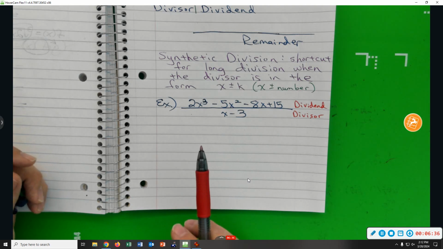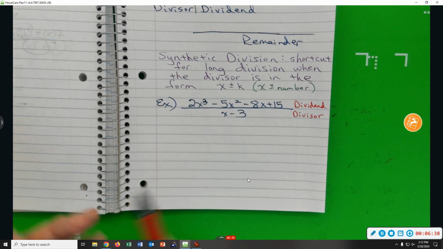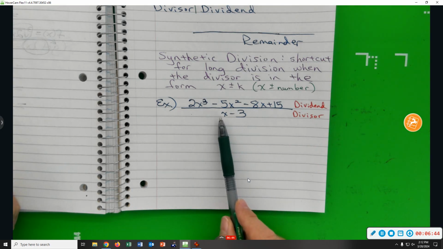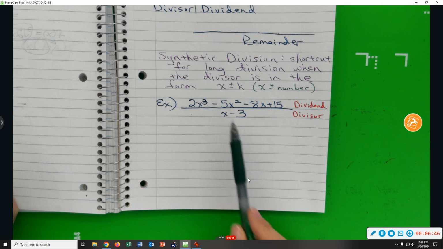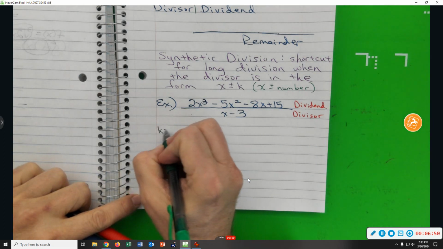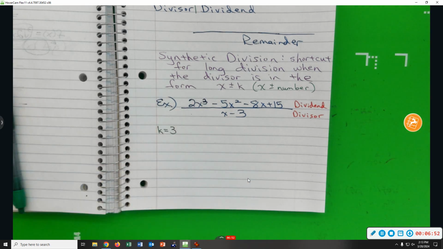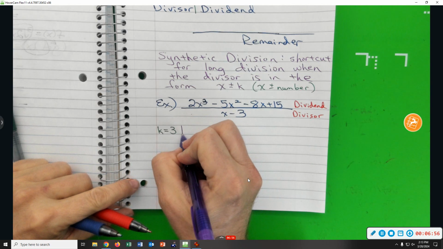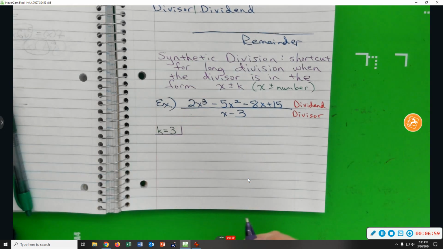The first thing I have to do is determine my k-value. The k-value is the number that would make that divisor equal 0. When does that divisor equal 0? At 3. So we're going to use a k-value of 3. K equals 3. And then I put a little hook there, something to separate it from everything else that I'm going to do.